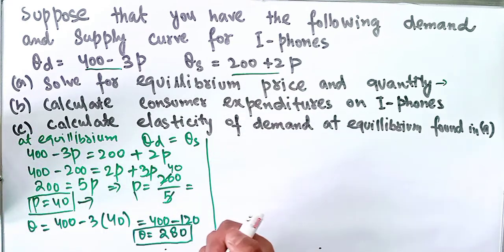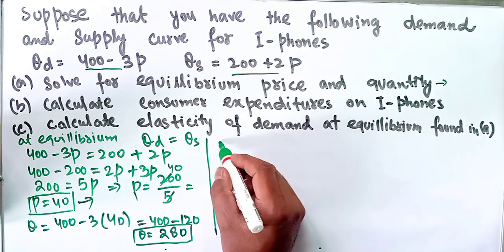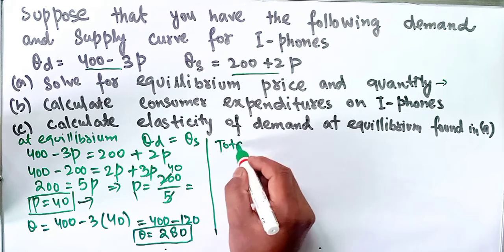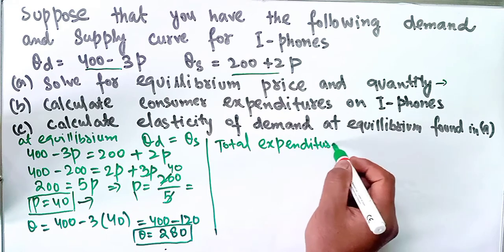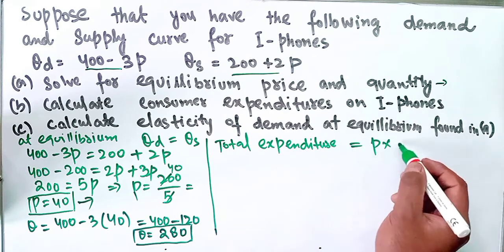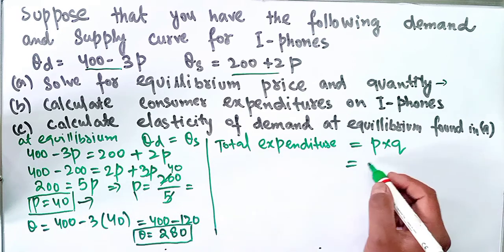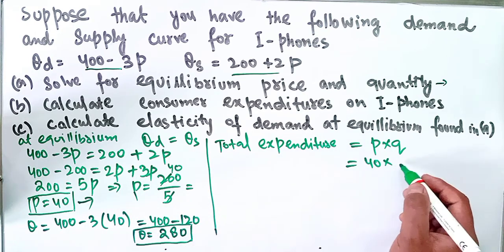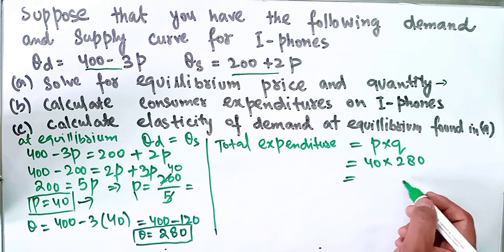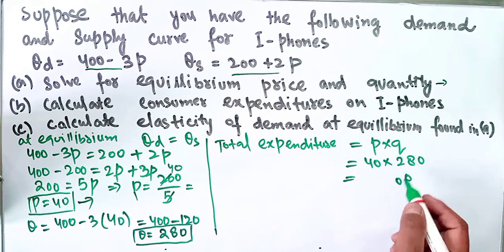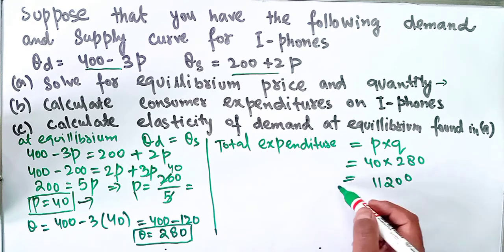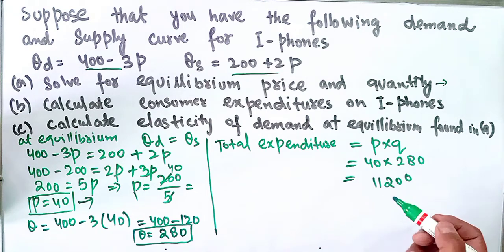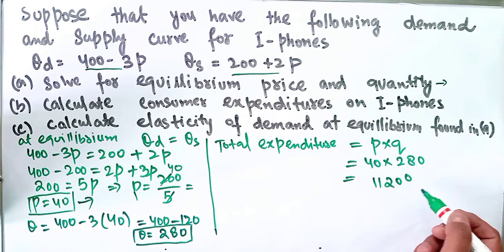Second part is calculate consumers expenditure on iPhones. So as we know, total expenditure is simply equal to price times quantity. Our price is 40, so I will write here 40 times the quantity is 280. So we have here 0 and this 0. Now 4 8s are 32, 4 2s are 8, 9 10 11. So total consumer expenditures on iPhones would be 11,200.